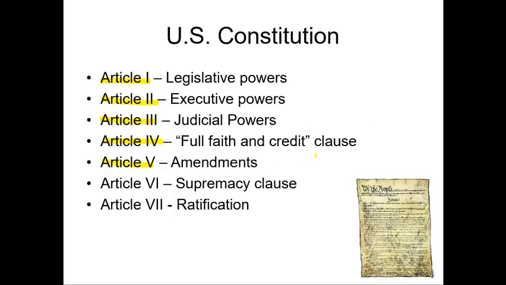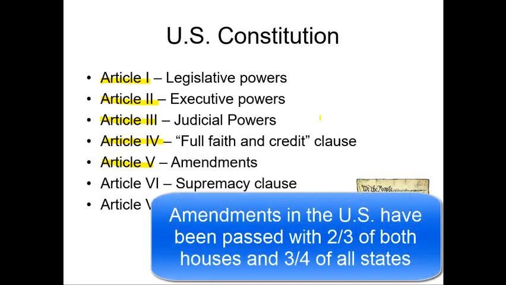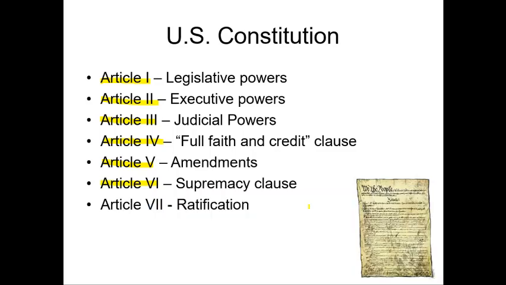Article 5 is outlining a fairly concise amendments process to the Constitution. Article 6 is the Supremacy Clause, which states the supremacy of the federal government. And then Article 7 was the process of the Constitution being ratified.